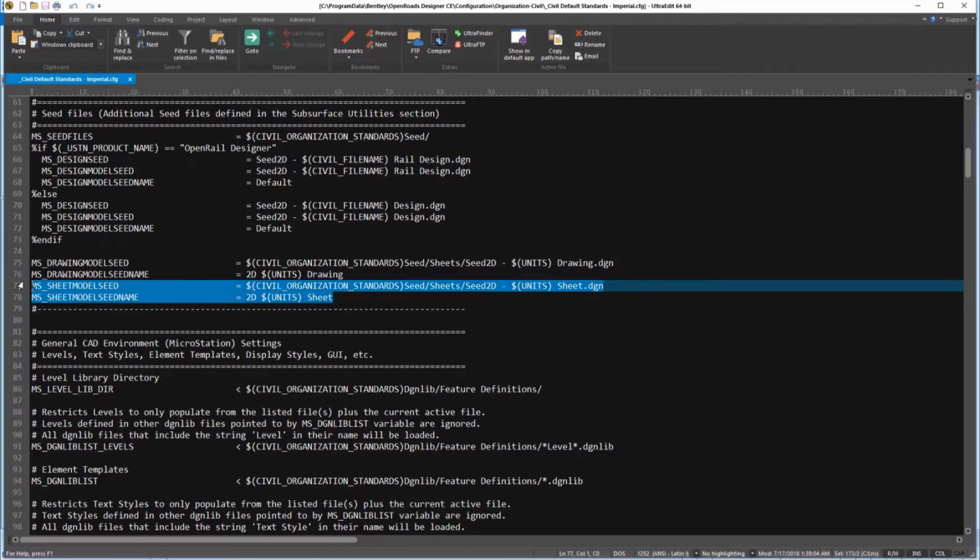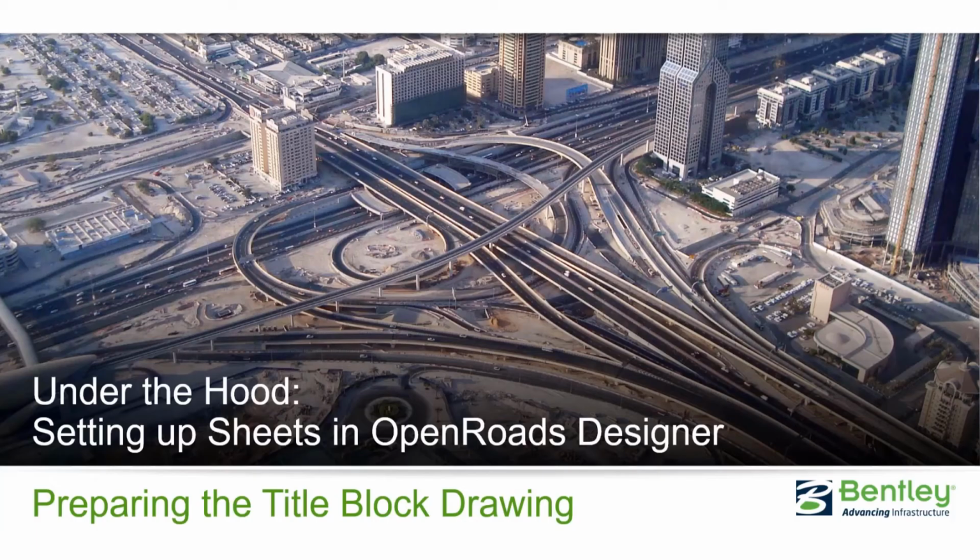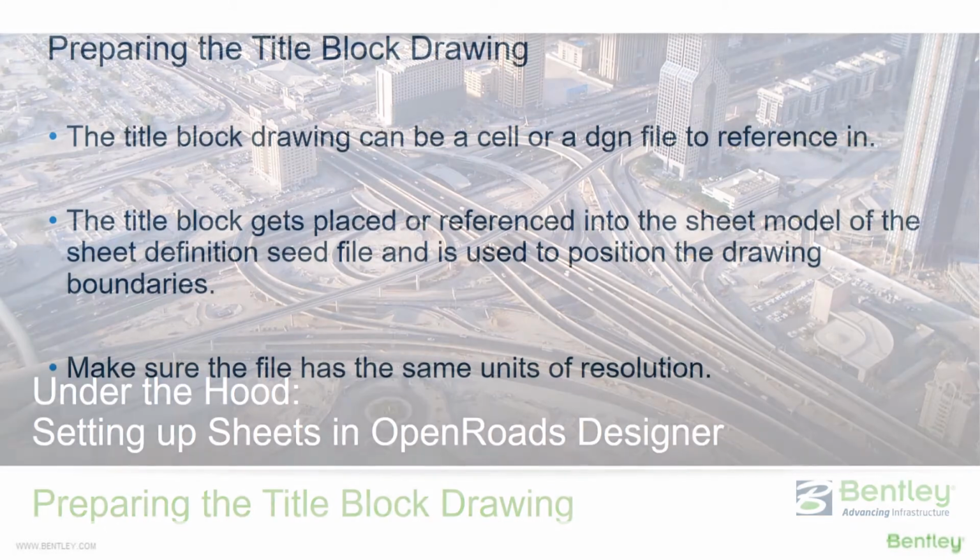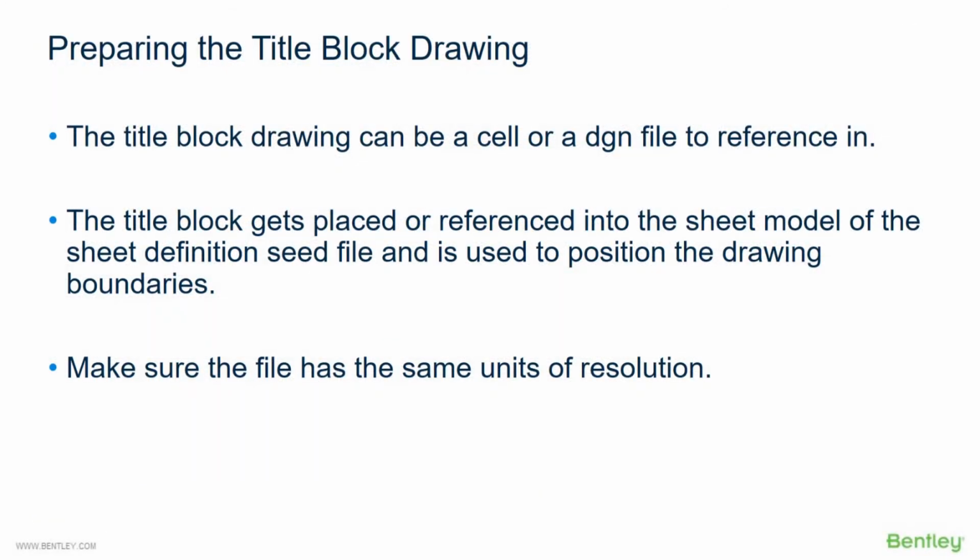Then we want to set our configuration variable to the sheet model seed name and file name in our master configuration file. The next step in the process is to begin to prepare the title block that we're going to be using. The title block drawing can be a cell or a DGN file that we reference in. The title block gets placed or referenced into the sheet model of the sheet definition seed file and is used to position the drawing of the boundaries. We want to make sure the file has the same units of resolution.